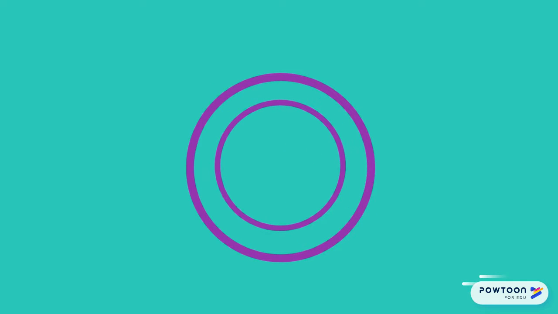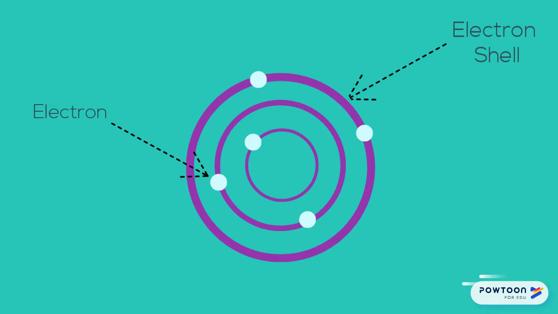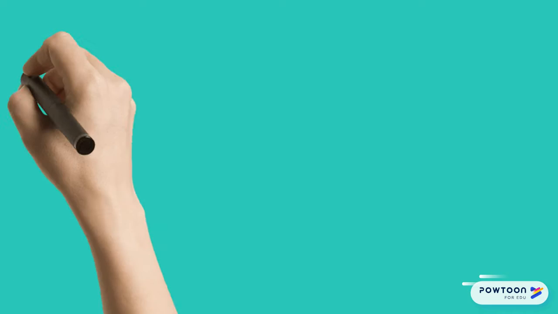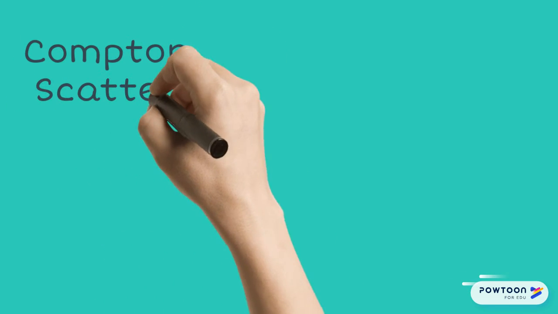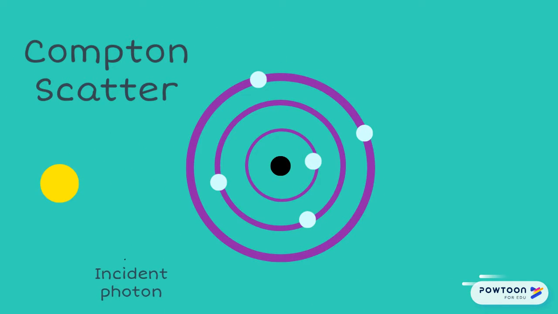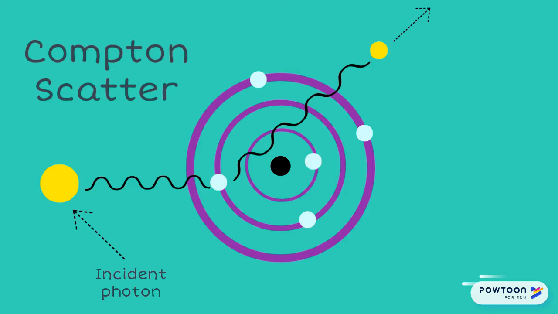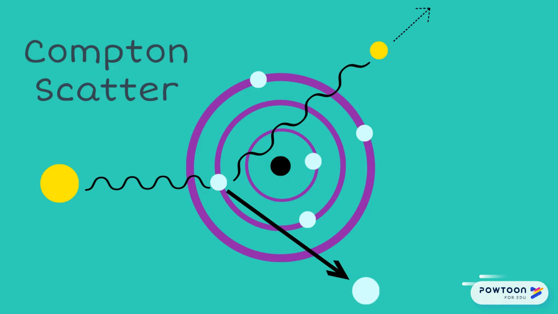To fully understand Compton scatter, it is important to know that electrons are arranged in shells around an atom's nucleus. In Compton scatter, the bombarding photon interacts with the atomic electron. The photon collides with the electron, losing some of its energy, and is deflected from its original path. The electron absorbs some of the incoming photon's energy and is then ejected from the atom with significant kinetic energy.